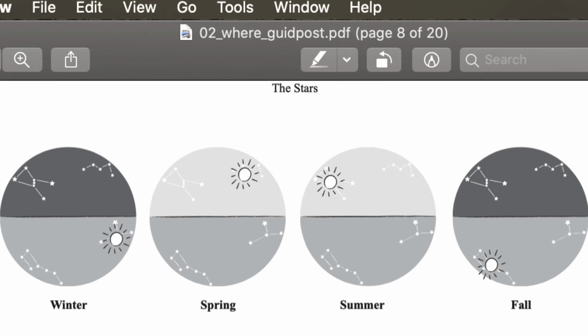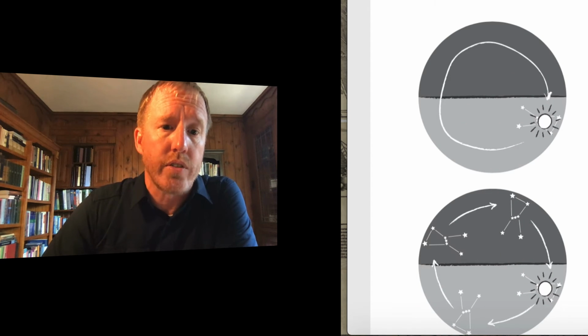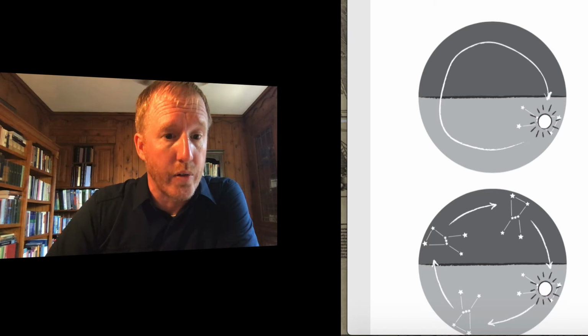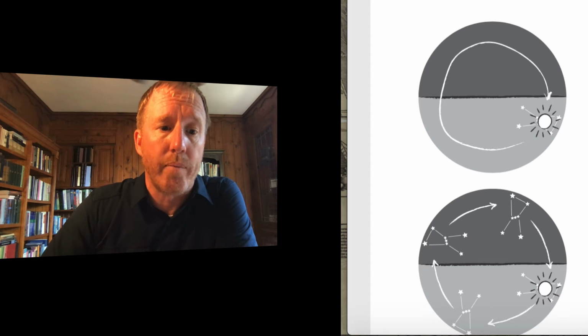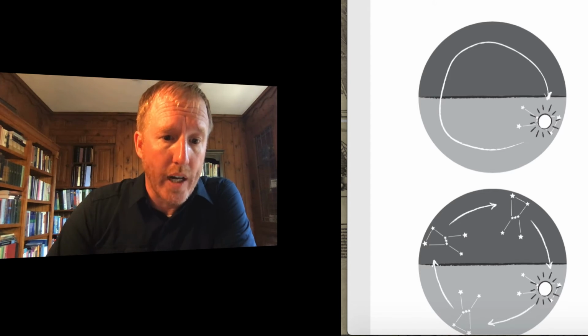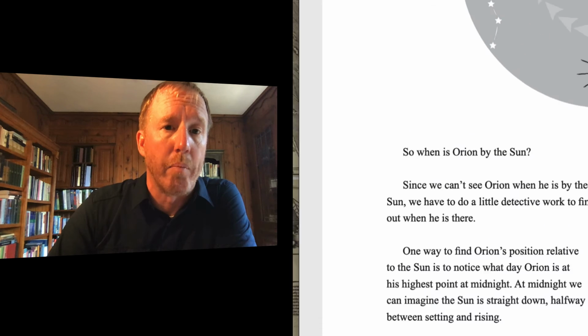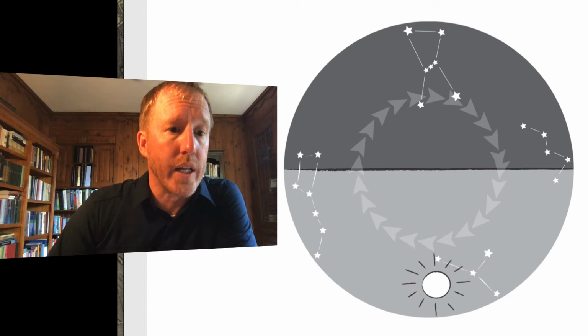Rather than trying to remember where Orion is during each season, it is easier to just remember when he is by the sun and how fast he catches the sun. How fast does Orion catch up to the sun? Well, since Orion is the same distance from the sun every year on any given day, for example, he's opposite the sun on Christmas, we know that Orion catches up to and passes the sun exactly once every year. That means Orion catches the sun by 1/4 of a turn each of the 4 seasons, or 1/4 of a turn every 3 months. So, when is Orion by the sun?